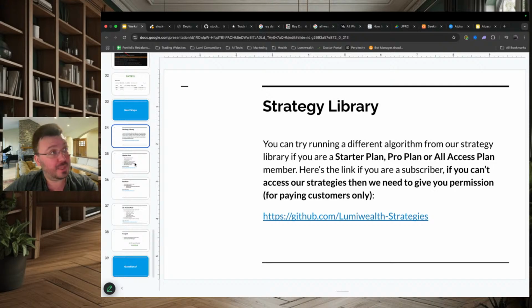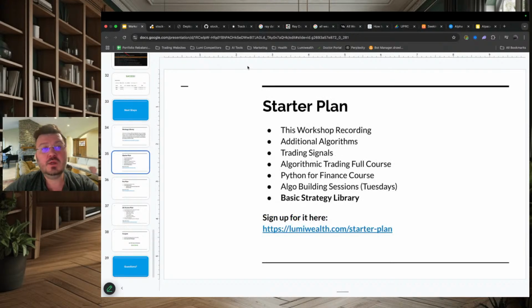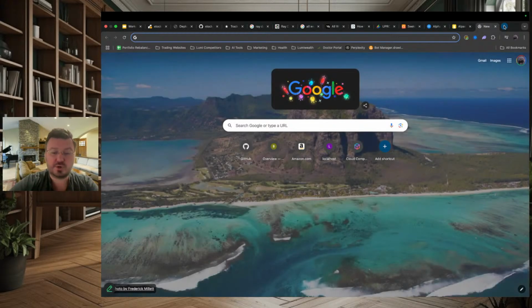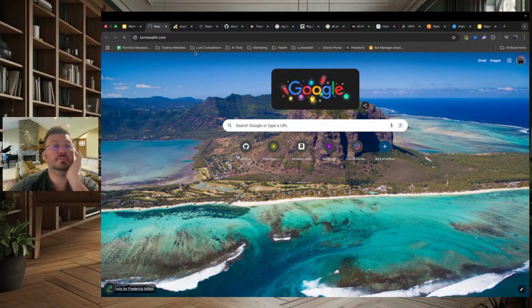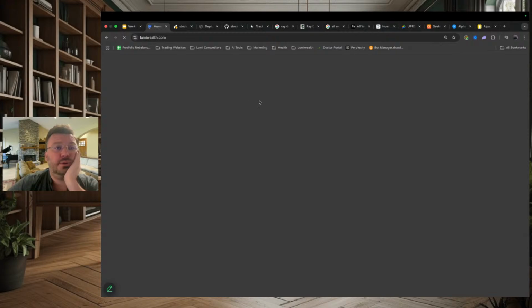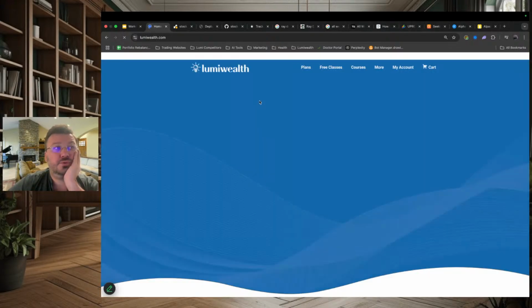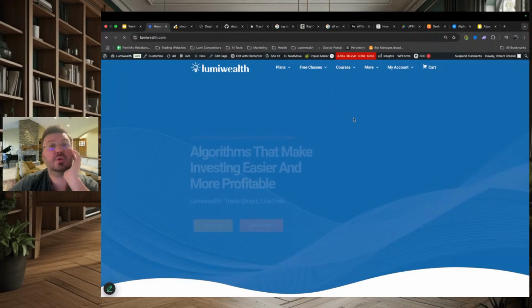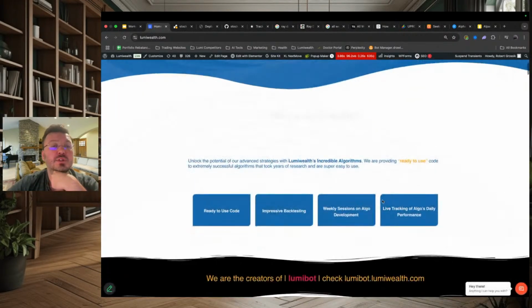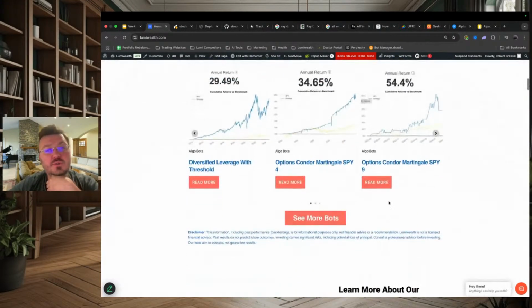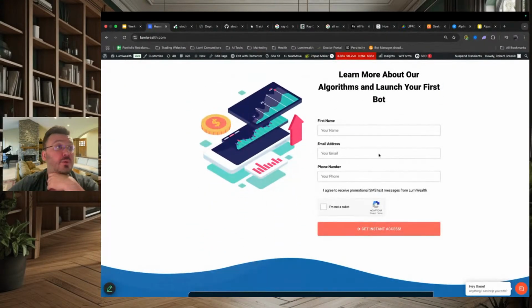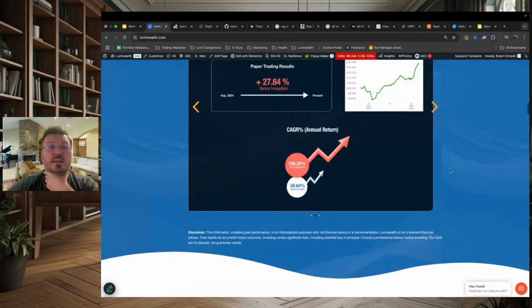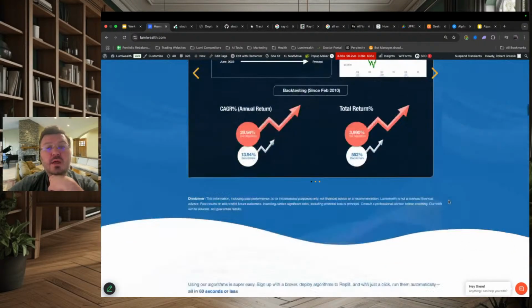So we have 3 different plans. Let me open this up. I'm going to go over to lumiwealth.com and load this page up. Once you come to our page, you can scroll through here. There's a lot of stuff that explains how all this works. We show you a couple of backtests. You could sign up to our mailing list if you're not already on it, and a couple of examples of how these things are trading live.